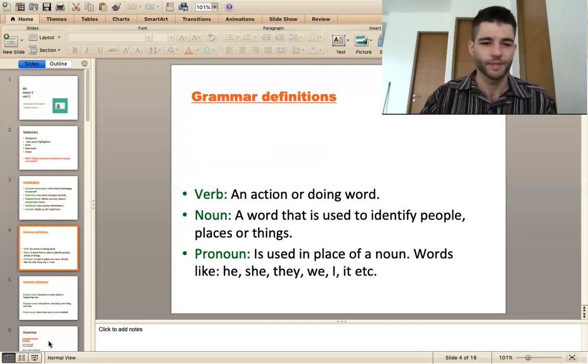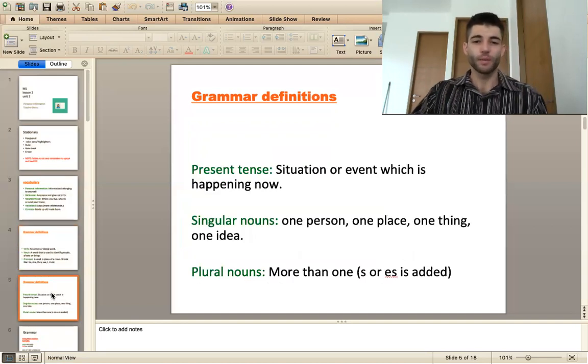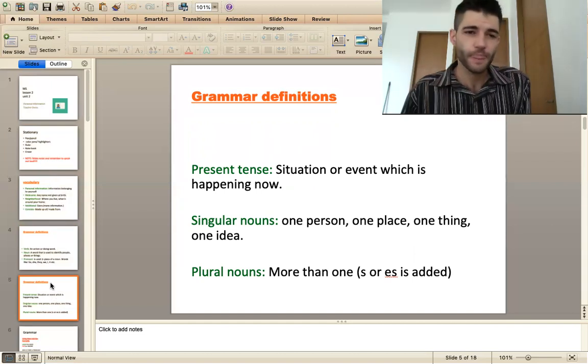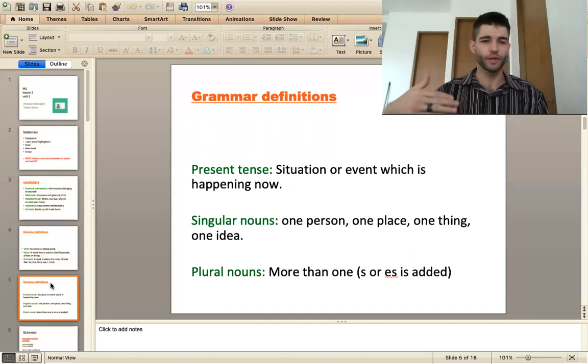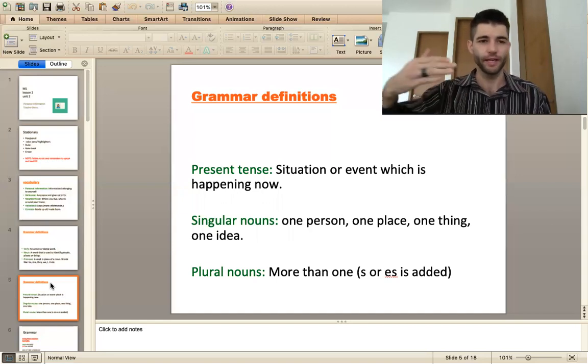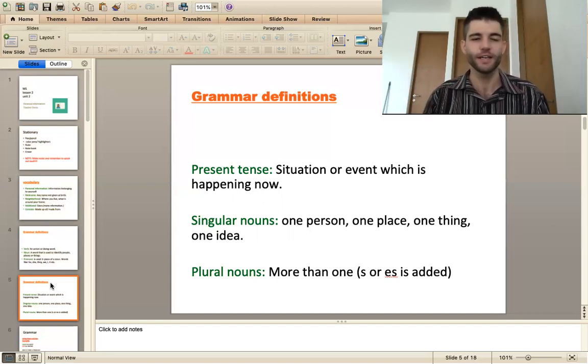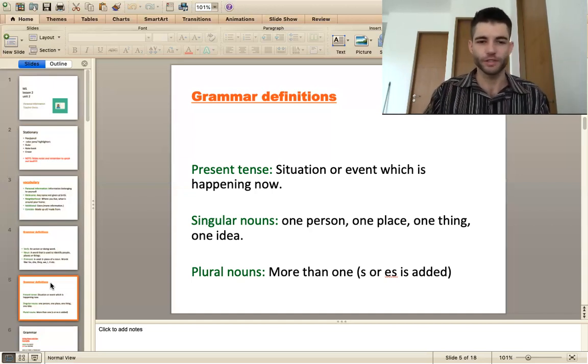Okay, so let's move on to the next one and we'll see some more grammar definitions. You can write these down. They will be very helpful for you later on in this lesson, as well as in general learning English and learning how to use the language.